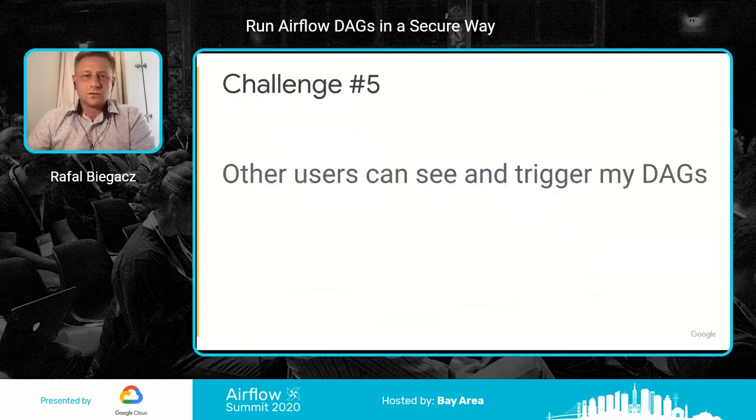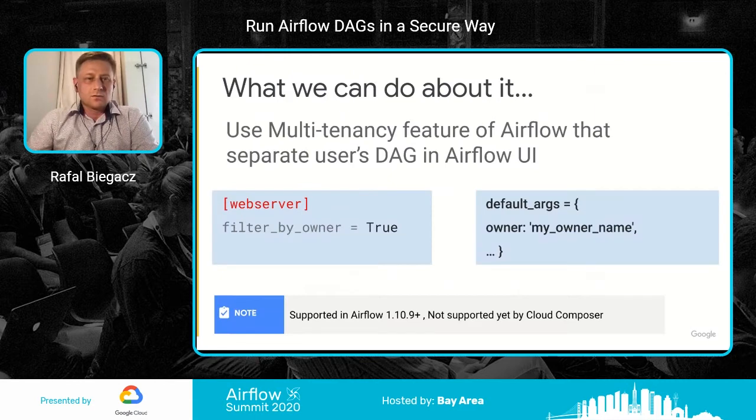Another challenge that you might have when many teams are using a single Airflow instance is that other users can see my DAGs and trigger execution of those DAGs. So what can you do about it? We can use the multi-tenancy feature of Airflow that actually separates users' DAGs. In the web server, you need to configure the filter by owner parameter to true. And then in the code of your DAG, you need to include a property owner, where you basically specify who is the owner of the DAG.